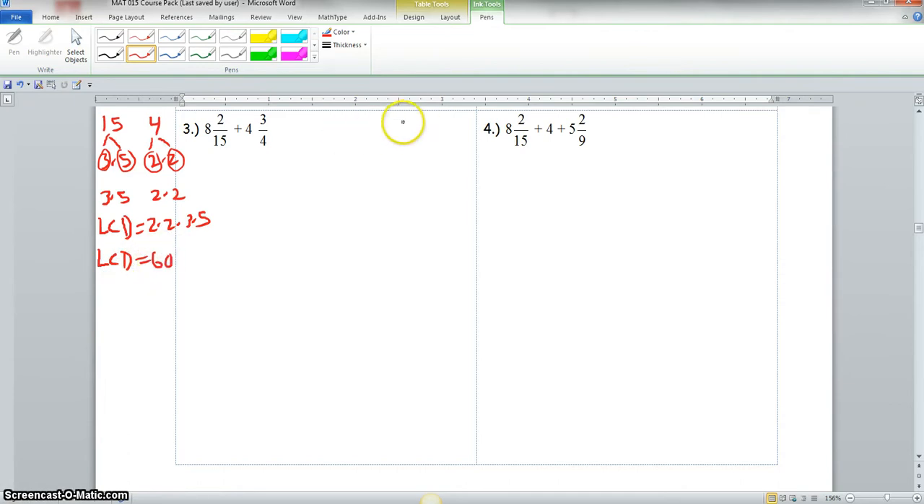So now we go off to the side with these fractions. So we have 2 over 15 plus 3 over 4. And then we have our common denominator of 60. 60 divided by 15 is 4, so we multiply our numerator and denominator by 4.